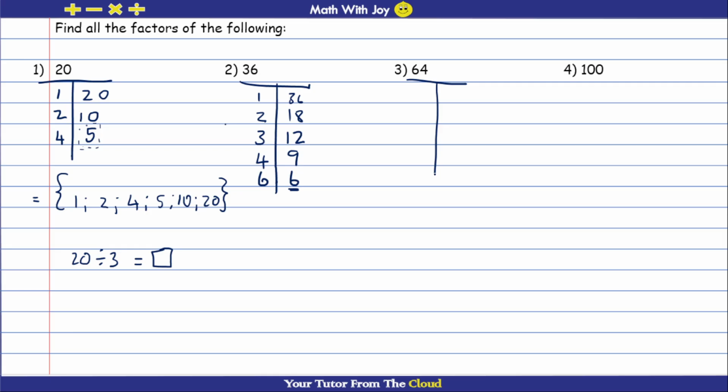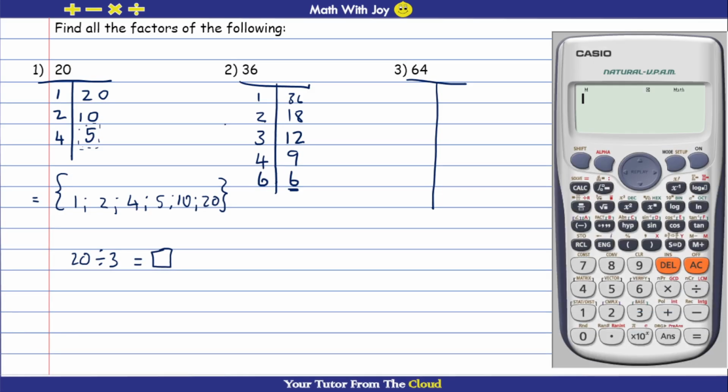Let's go with 64, and I'm going to bring up my calculator just to show you guys how you can actually work this out on a calculator as well. So if I'm looking for the factors of 64, I'll say 64 divided by 1 is 64. That means 1 times 64 is 64. And I'll check the other one. I'll say, well, 64 divided by 2 is 32. So 2 times 32 is 64.